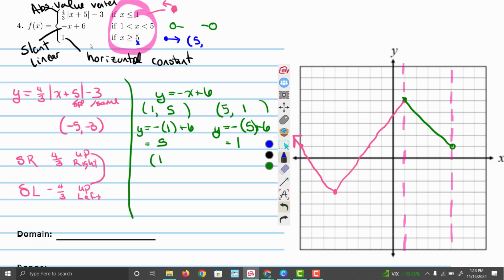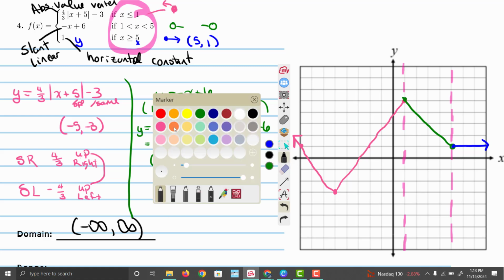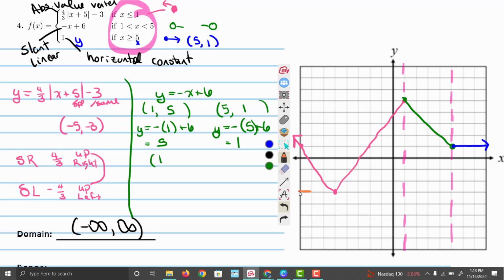5, the y value is at 1. So I have it starting off at (5, 1) and going back to the right. So on this, my domain is negative infinity to positive infinity, and my range goes from my lowest point, which is down here at -3, and I go all the way up. Well, if I look here, I have an arrow going up, so I'm going to go up to positive infinity. So from -3 to positive infinity.